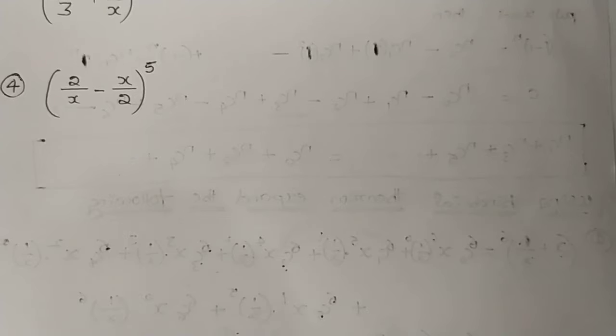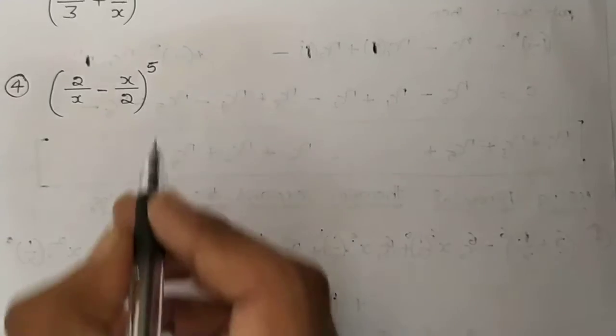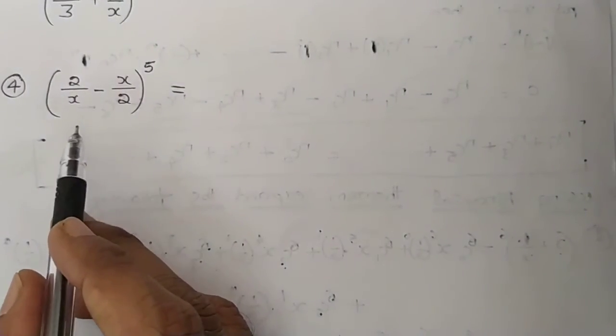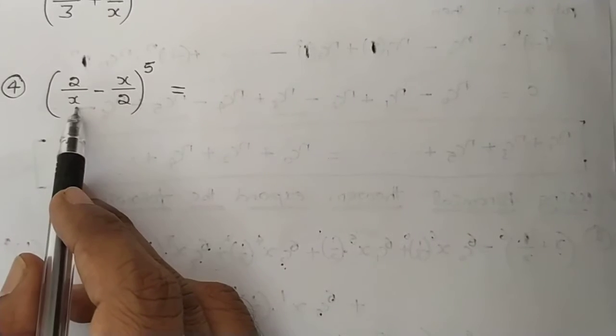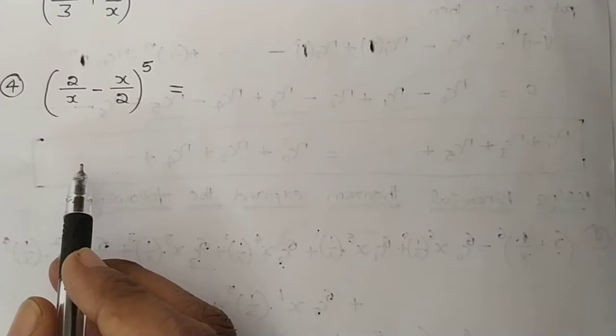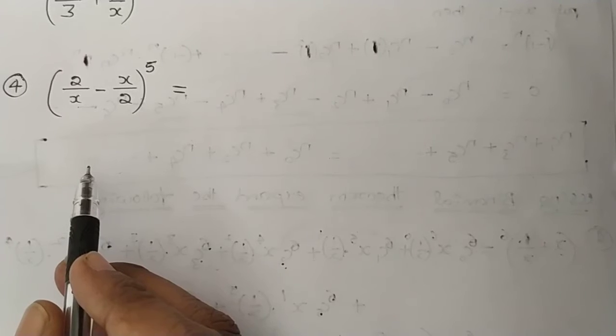In our previous class, we solved two questions, right? In this class also, we are continuing with the same type of problems. Here we have the fourth question: (2 by x minus x by 2) whole power 5. We have to expand it by using the binomial theorem. In our previous class itself, I already told you about the expansion of (x minus y) whole power n.